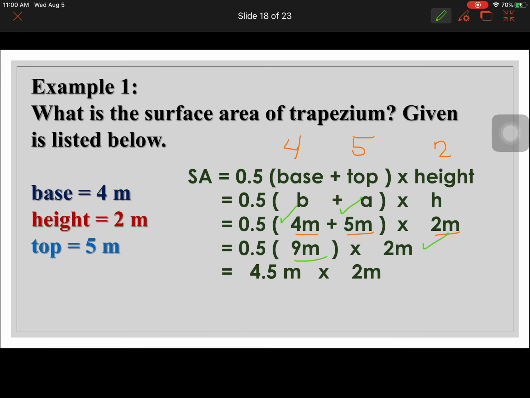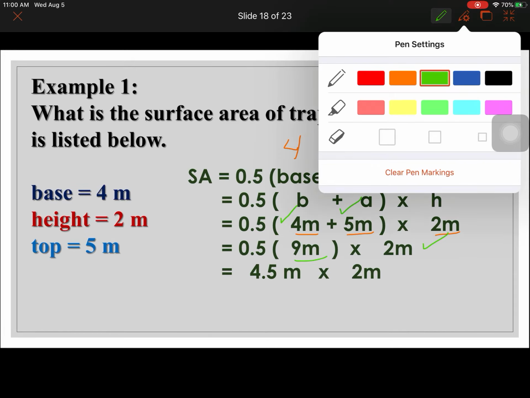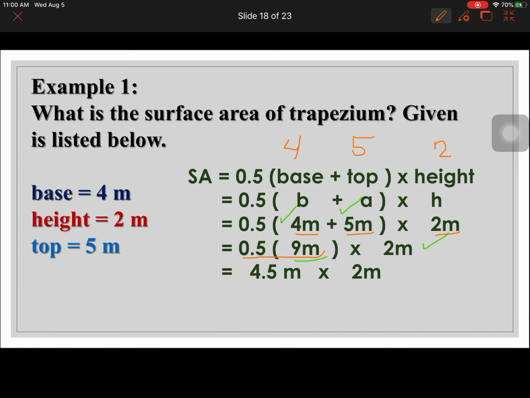4.5. Ma'am, saan nakuha yung 4.5? Dito po siya. 0.5 times 9. Ayan po siya. Kaya naging 4.5. Then, bring down the 2 meters. So, the answer for the surface area ng trapezium sa given ay 9. 4.5 times 2 is equal to 9 meters. Nagets nyo po ba?